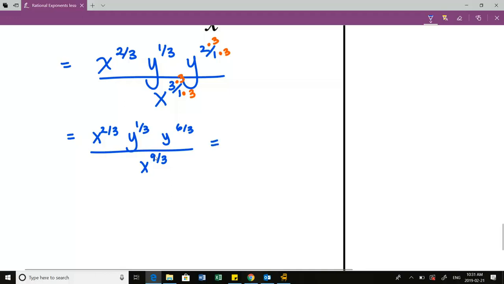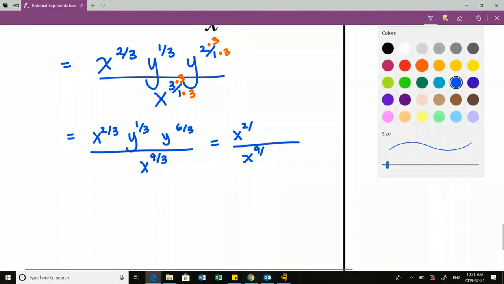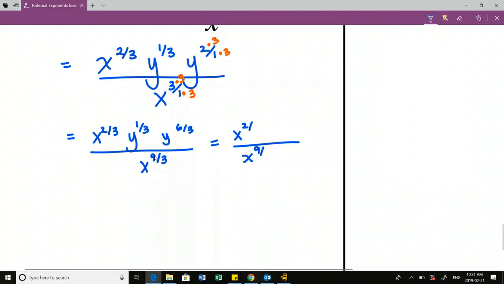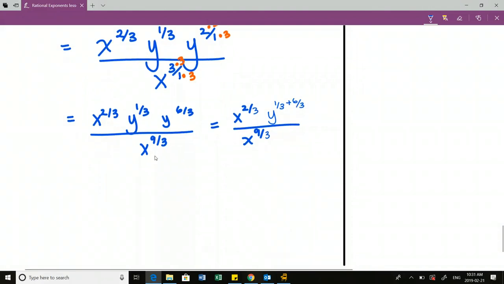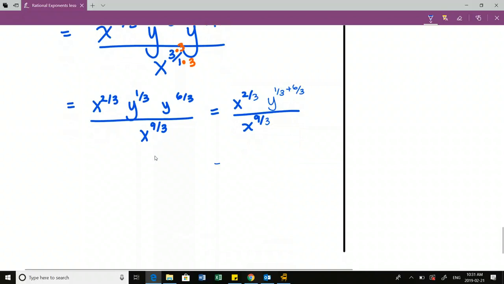Okay, maybe we'll do these guys one at a time. Let's do the y's first. The y's, because they're being multiplied, I'm going to add their exponents. So I'm doing 1/3 plus 6/3. What do I get when I do 1/3 plus 6/3? 7/3. Good.